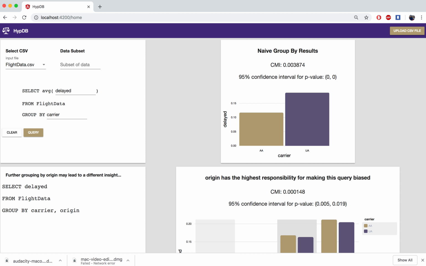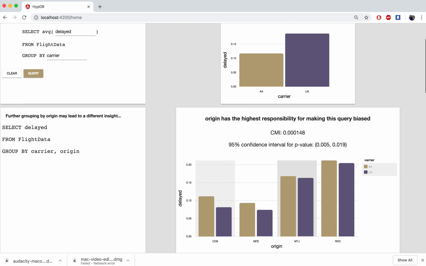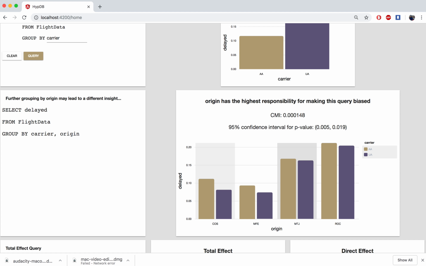However, HypDB takes advantage of the declarative nature of SQL and performs some deep analysis on the SQL query and automatically detects confounding factors that are detected today only by trained statisticians. These confounding factors make the query biased for decision making. Specifically, first, HypDB warns the user that further grouping by some of the confounding factors would radically change the insight obtained by the original SQL query.